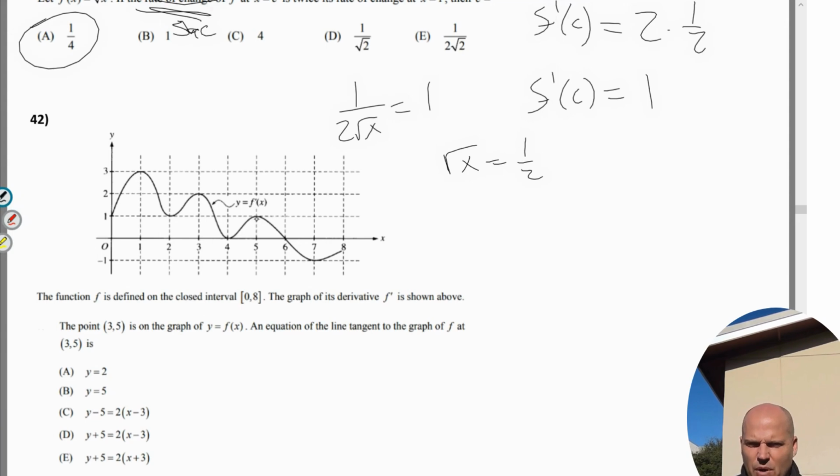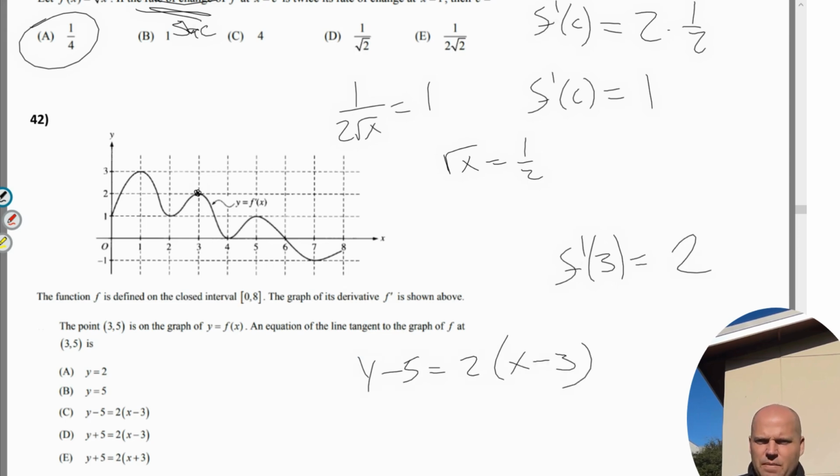This is the graph of f prime. (3, 5) is on the graph of f. Well, f prime of 3 is 2. This is another great question. f prime of 3 is 2. So y minus 5 equals 2 times (x minus 3). It's a great question. Do you really understand what you're looking at? What you're going to do? Good with that. Great question.